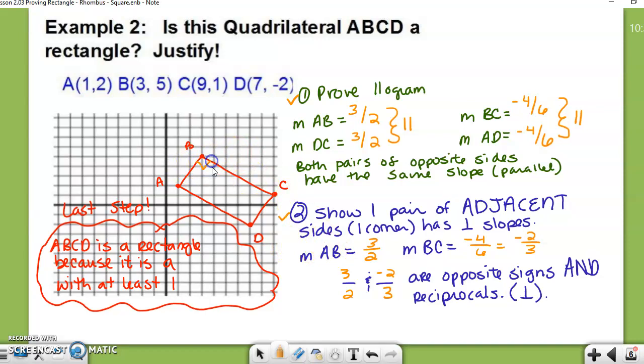This is what I'm looking at. That is a right angle. So ABCD is a rectangle because it is a parallelogram with at least one right angle. Using that definition to make my statement. That's my last step.